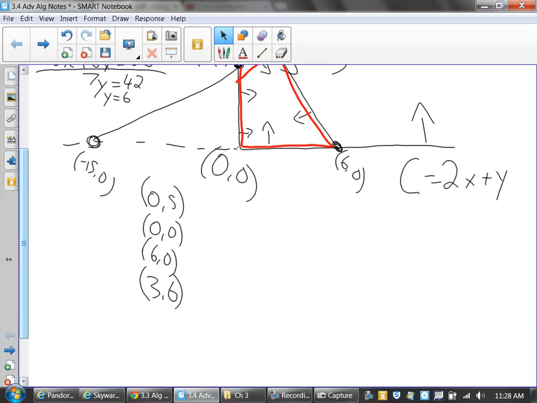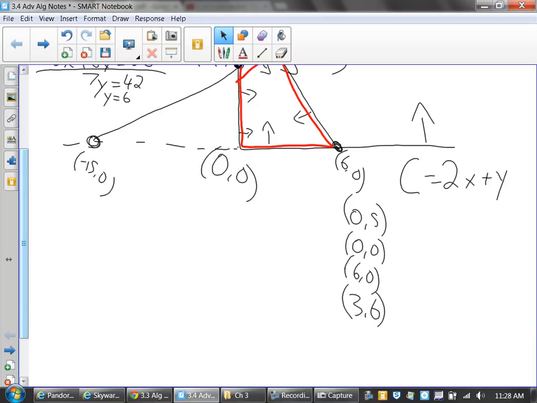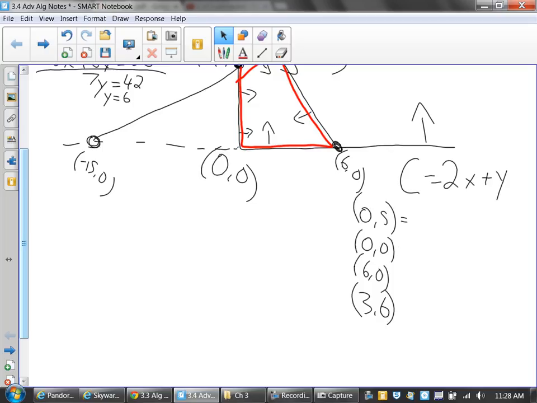It doesn't matter at all. I start at one point and work my way around. And all you're doing when you have to find the maximum or minimum in some of these is 2 times 0 plus 5, 2 times 0 plus 0, 2 times 6 plus 0. And you just figure out which ones are which.